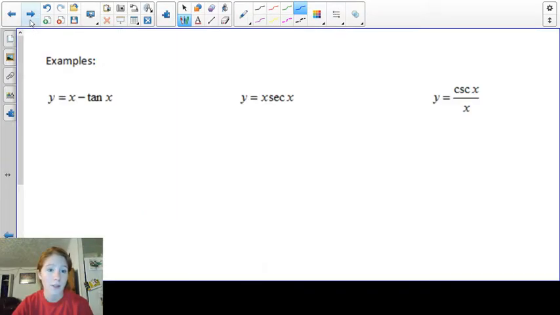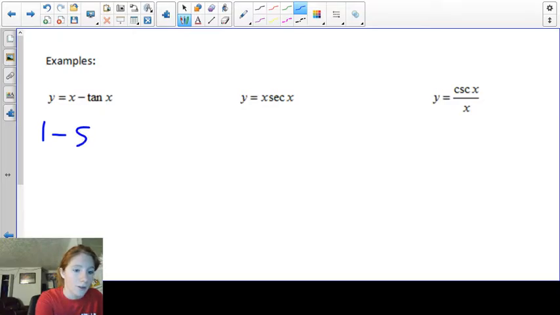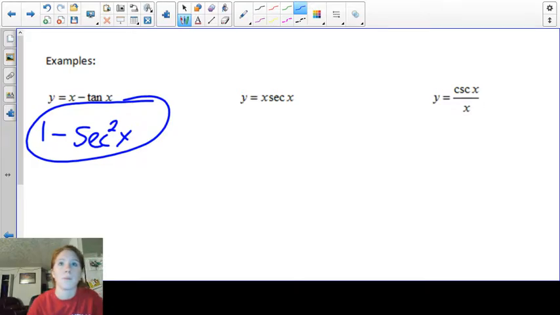Okay, so let's go ahead and do some quick derivatives. So we're going to take the derivative of the following. So the derivative of x is 1. The derivative of tangent is secant squared. So my answer is 1 minus secant squared.